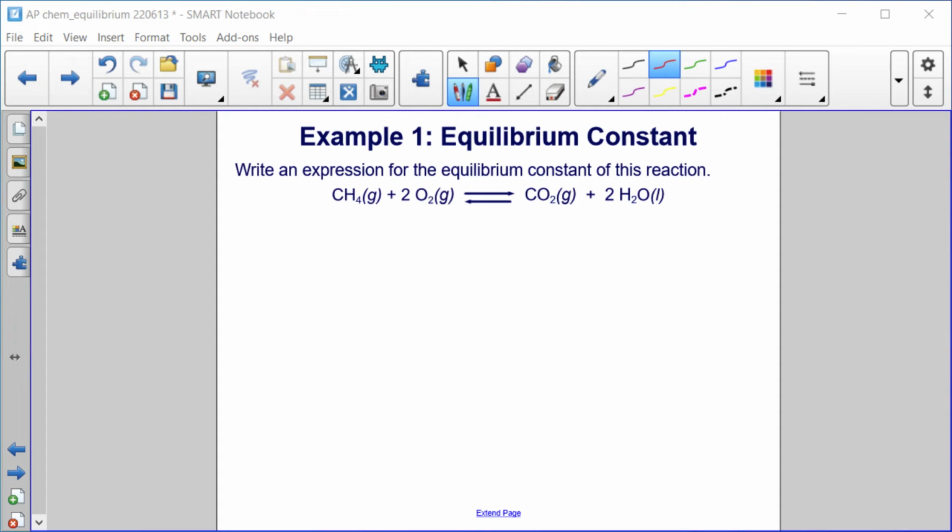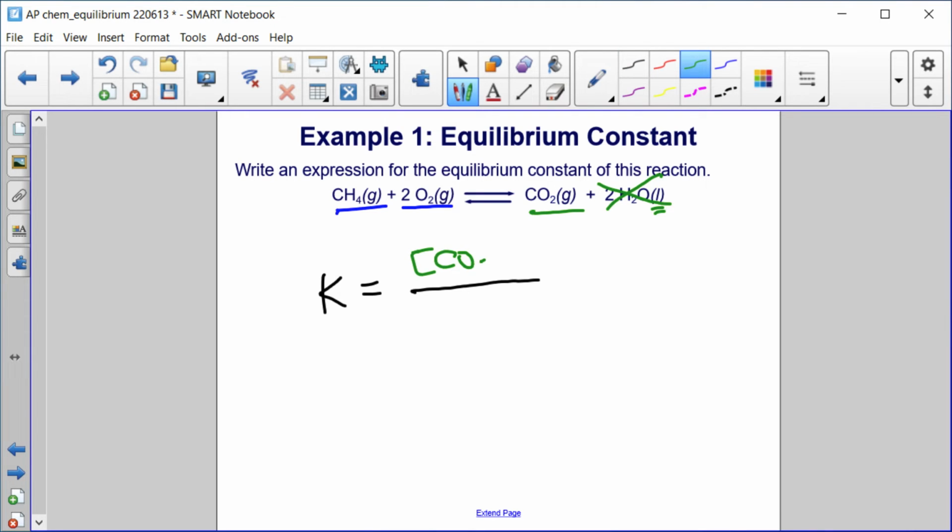Example 1, equilibrium constant. Write an expression for the equilibrium constant of this reaction. So the first thing I'm going to do is just isolate our products, and we're going to leave out this H2O because it's a liquid. And then our reactants, we have O2 and CH4. So K is equal to the ratio of the concentration of the products raised to their stoichiometric coefficient. There's a 1 there, we don't have to write it.